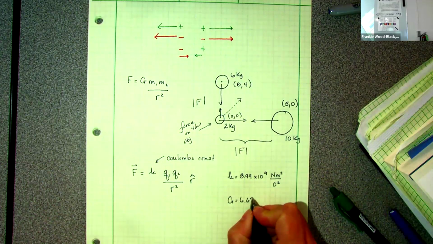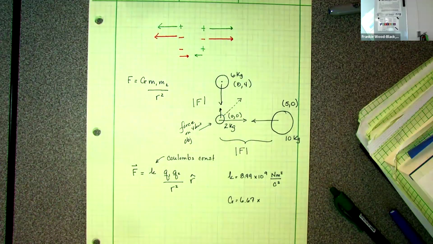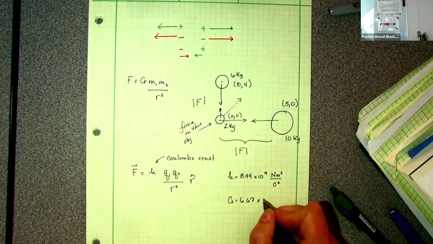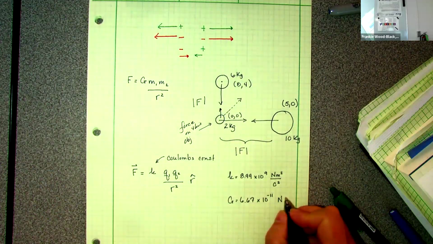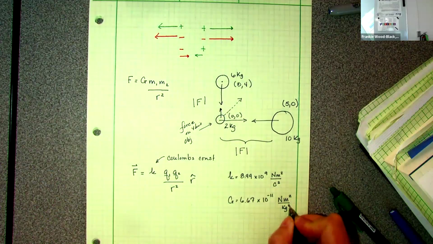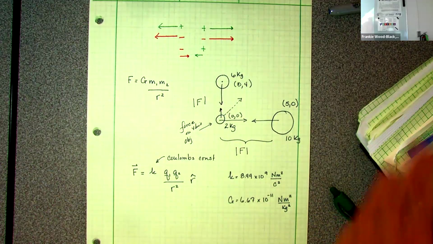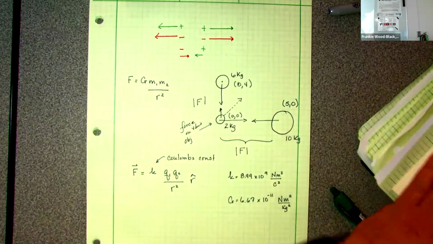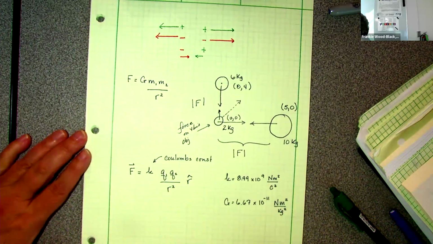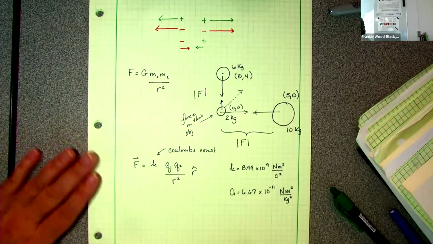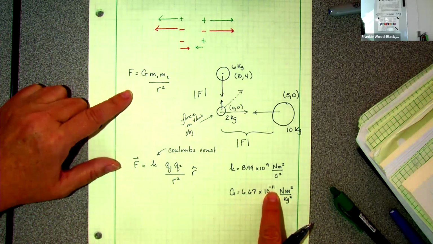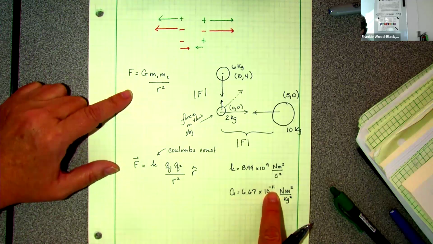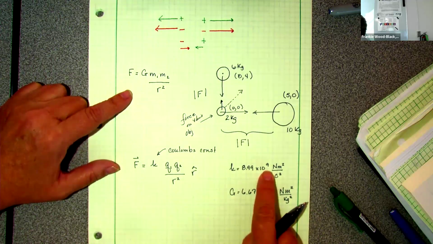My G, Newton's gravitation constant, is 6.67 with lots of other digits, times 10 to the minus 11 newton meters squared per kilograms squared. So if we're looking at these things, I want you to notice the coefficients here: 10 to the minus 11, 10 to the 9th.